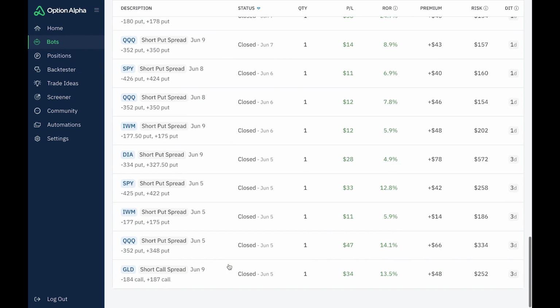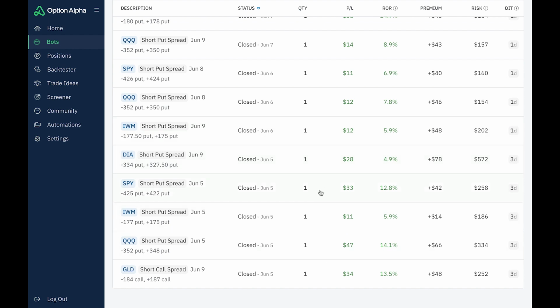Starting down here, expiration of June 9th. So for GLD, this was a bearish trend that was indicated. So a short call spread, it made $34. Here it made $47. It made $11. So the wins are very small, but obviously they add up.